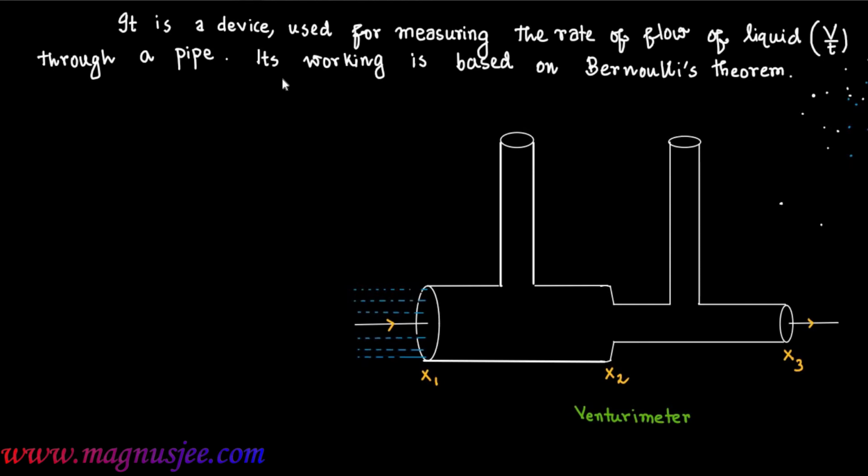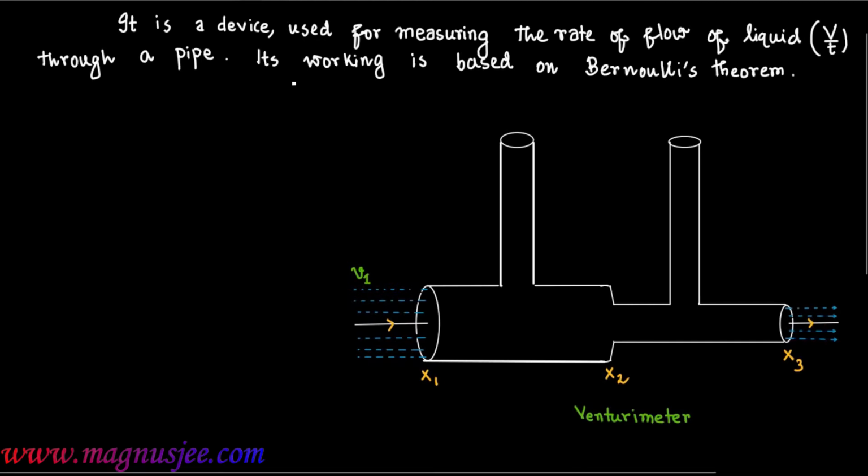So here this is the flow of liquid. Liquid flows into the pipe X1, X2 with a speed V1, and at the other end, that means at the end X3, liquid will emerge with the speed V2. V1 and V2 are the velocities with which the liquid will enter the Venturi meter and emerge from it.